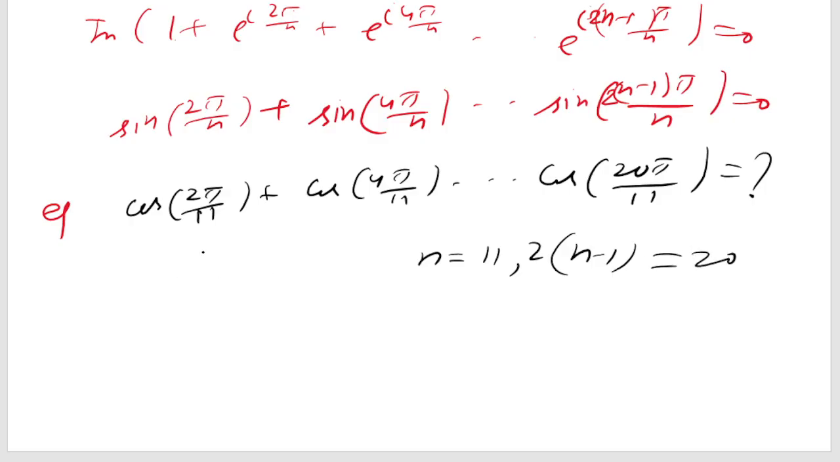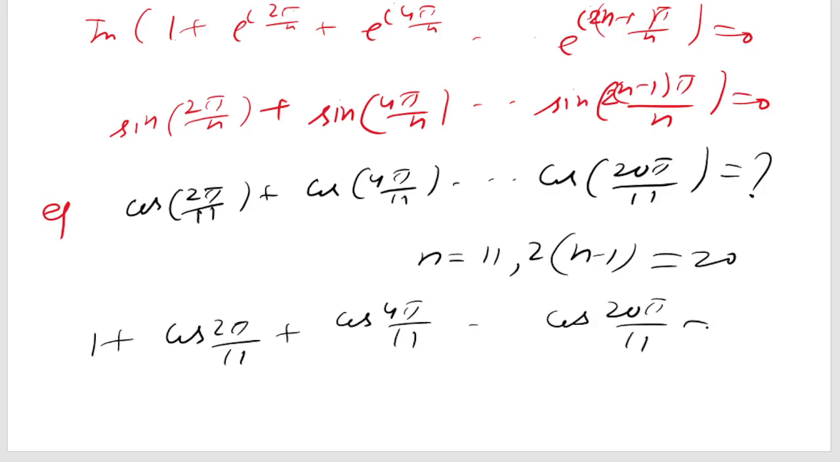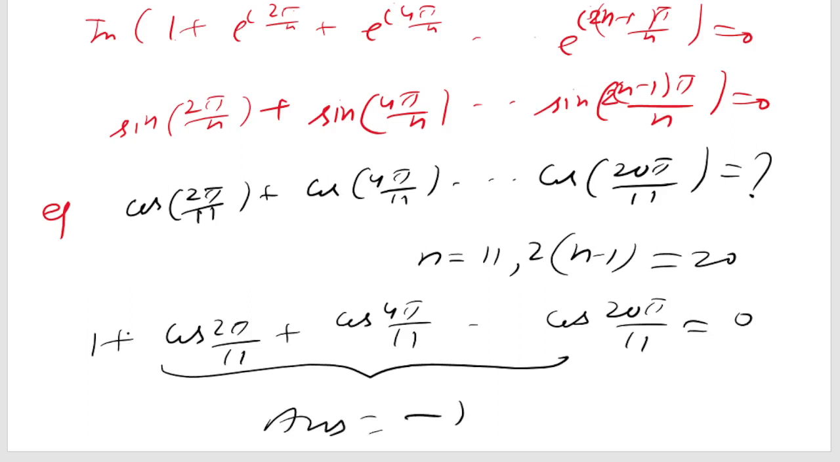20. So clearly we know that 1 plus cos of 2 pi by 11 plus cos of 4 pi by 11, up to cos of 20 pi by 11, is 0. But we are asking only for this value. So the corresponding answer will be minus 1. This 1 goes to the right hand side and becomes minus 1. So the answer to this particular question is minus 1.